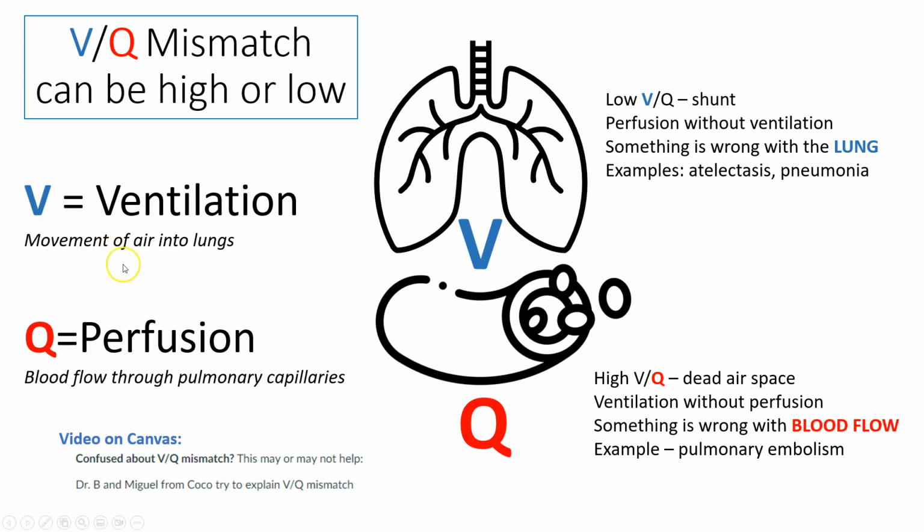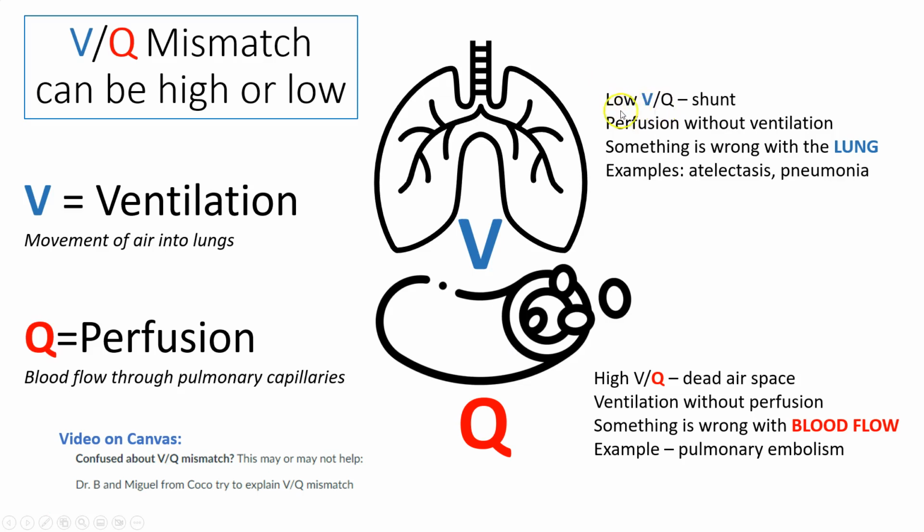So remember, ventilation is the movement of air into the lungs. So I've put that in blue because our air is going to be blue. And perfusion is the blood flow through the pulmonary capillaries. And for some reason, that is a Q. Probably because perfusion clearly starts with Q. I put this in red because it's our blood flow. Movement of air into the lung, ventilation, should equal blood flow through the pulmonary capillaries, or perfusion. But you could have two types of mismatch. It can be a high mismatch or a low mismatch.